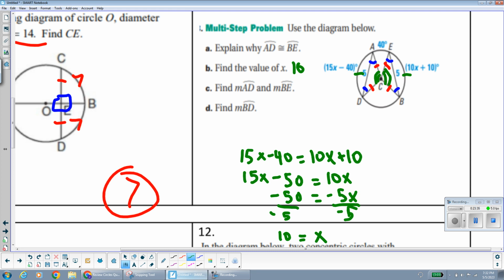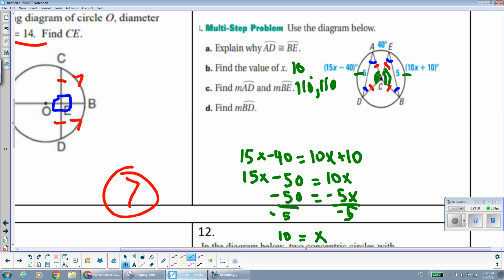Now I can find the measurement of arc AD. That's 150 minus 40, that's 110 degrees. And arc BE should be the same measurement. And it is. It is 110 degrees.